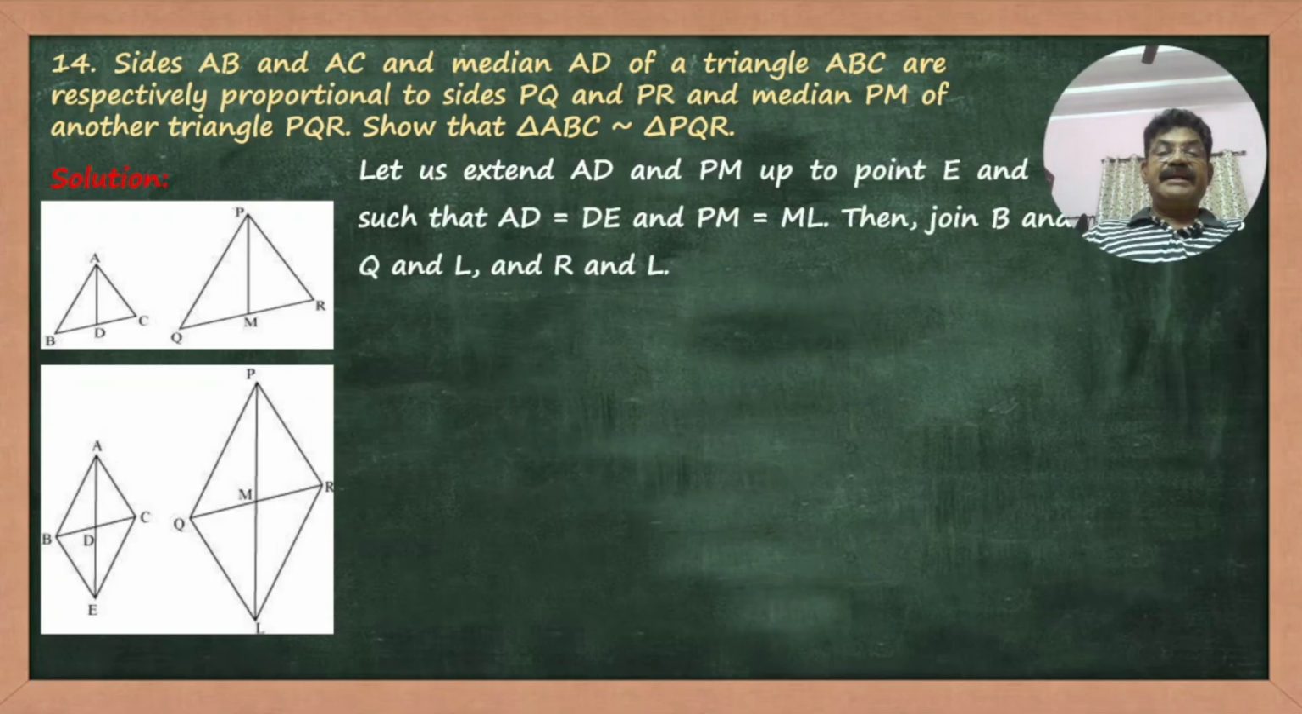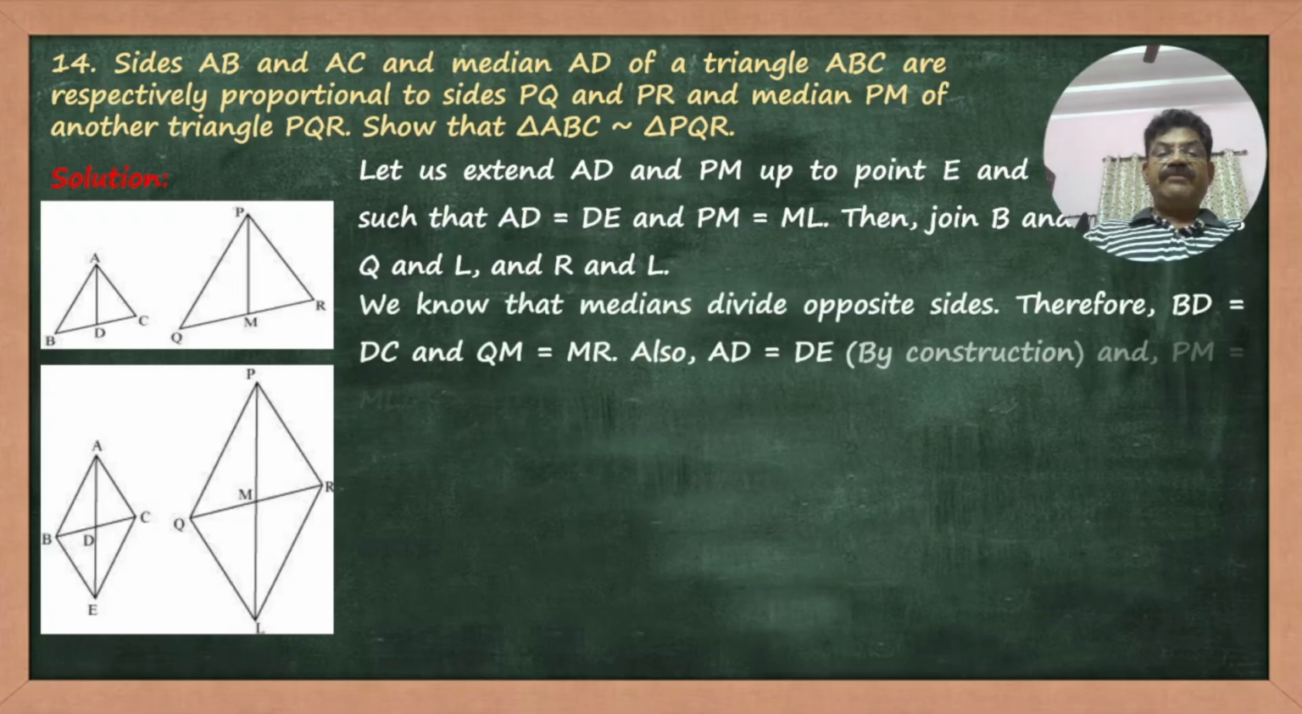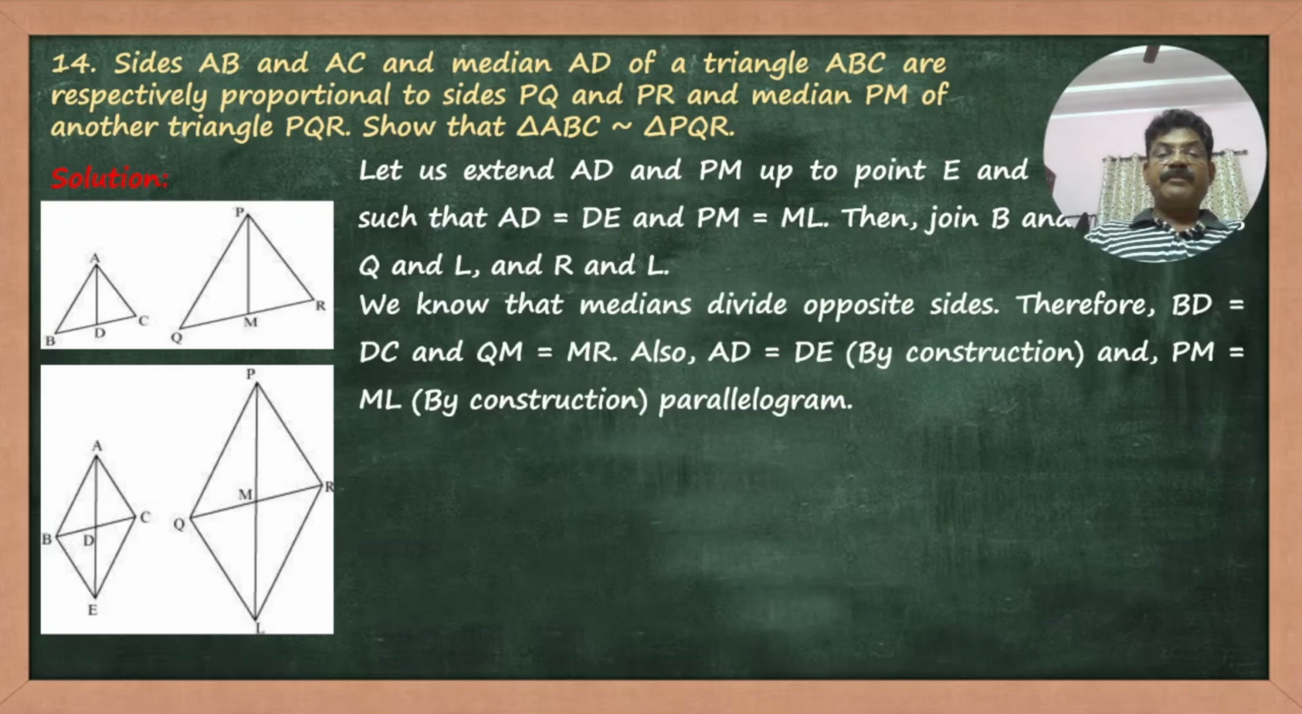Let us extend AD and PM up to point E and L respectively such that AD is equal to DE and PM is equal to ML. Now you join B and E, C and E, Q and L and R and L. We know that medians divide opposite sides. Therefore, BD is equal to DC and QM is equal to MR.